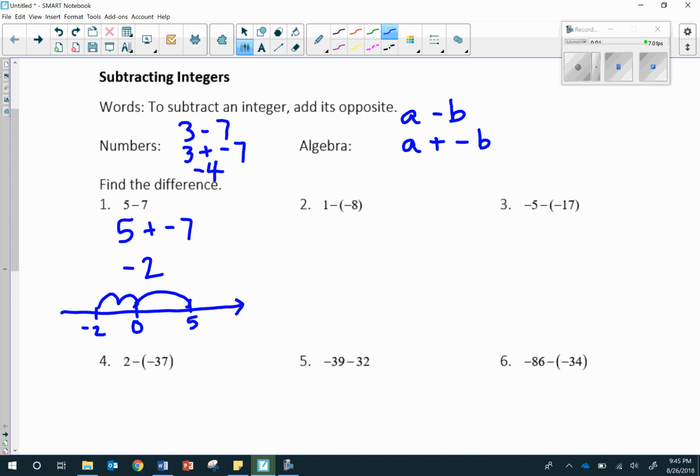Same thing applies to number 2. We're going to add the opposite. So we're going to say 1 plus the opposite of negative 8 is 8. 1 plus 8 is in fact 9. Let's look at number 3. Negative 5 plus the opposite of negative 17 is 17. Negative 5 plus 17 is in fact 12. As 5 from 17 is 12, we keep the sign of the greater absolute value, which in this case is 17, to give us an answer of positive 12.